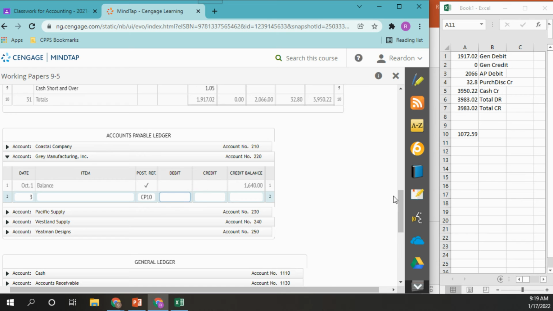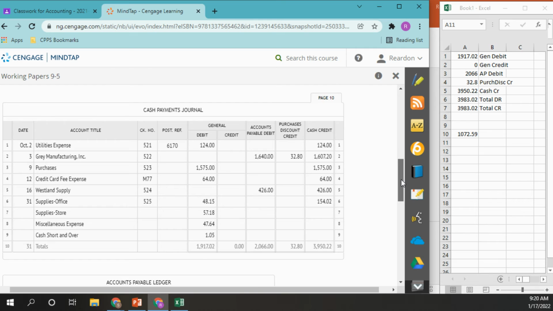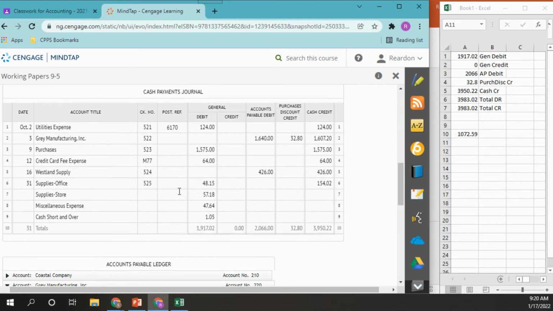Okay. I have a debit of 1640. My previous credit balance was 1640. I'm debiting it for 1640. And I hope you can see I've paid my bill off. Now I owe them 0. That is vendor number 220. Again, not a general ledger account number, a vendor account number. So I'm going to post 220 up there for Gray Manufacturing.